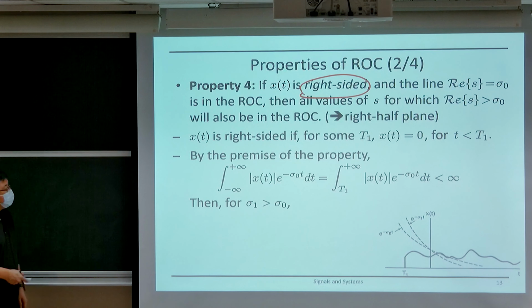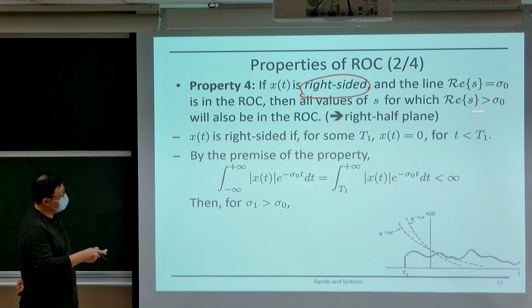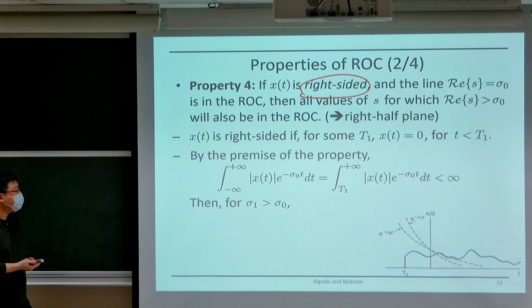So this is just a proof of what we just stated, but I think basically the concept is the same, right? So x of t is right-sided if for some t1, x of t is equal to 0 for t less than t1, okay? So by the premise of the property, if you say that this is in the region of convergence, then this means that x of t times e to the minus sigma 0t is absolutely integrable, which means that this integral is less than infinity.